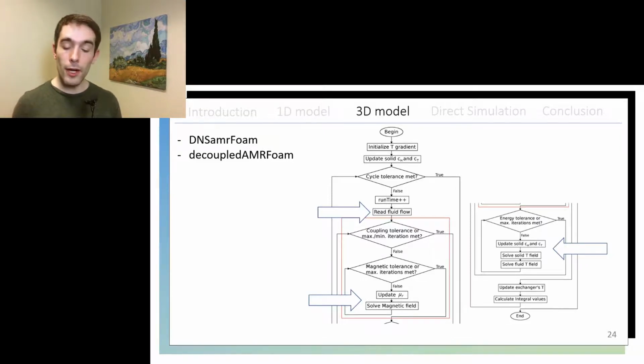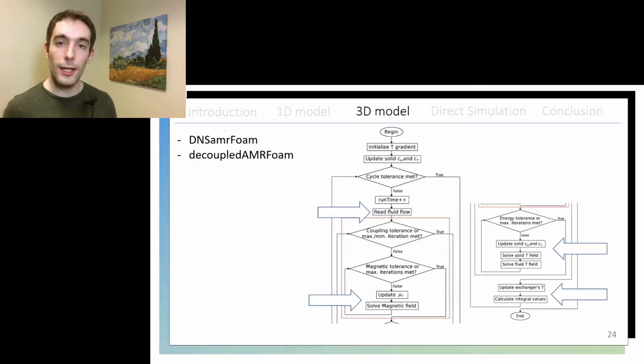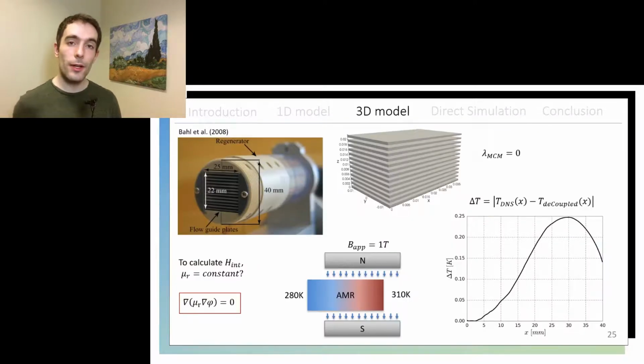If we prove that the magnetic field could be decoupled from the temperature field, then I developed another solver that would be named decoupled AMR foam, and it would substitute that red square you see in the flowchart with a subroutine that would read the magnetic field from a file too. And then we would end the time step by updating the temperature of the heat exchangers and calculating some other integral values.